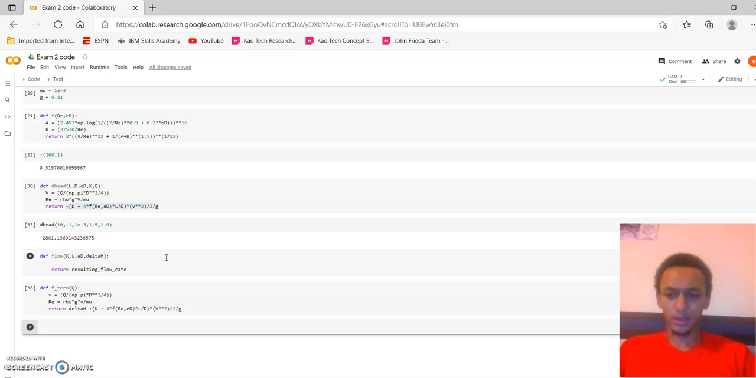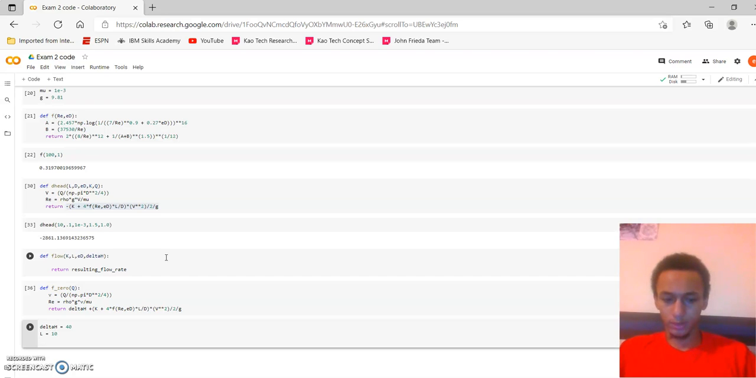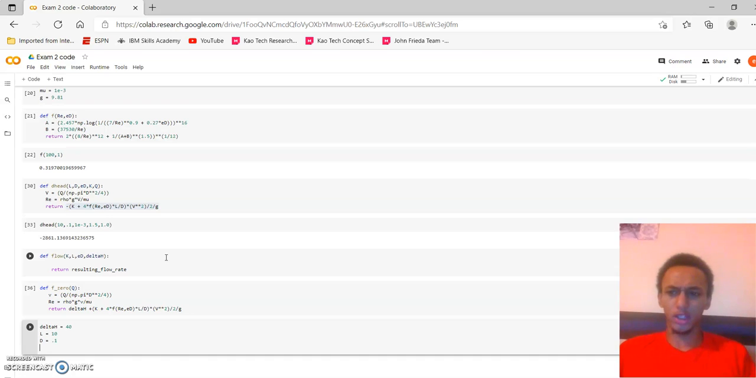We're going to need to define some things: delta H is 40, L equals 10, D equals 0.1. And we're going to need a Q guess. So an initial guess for Q to solve for the flows. Just like we had before, you need a good initial guess for F as well to solve for the Q. So that's going to be implemented in this Q guess.